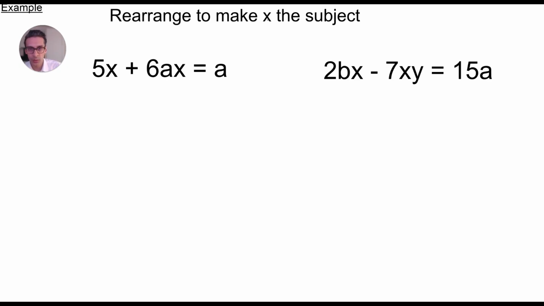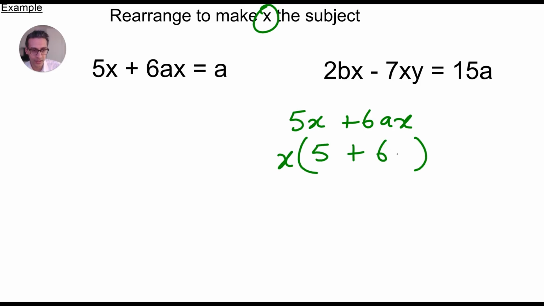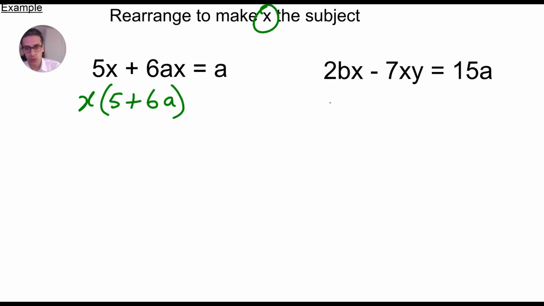So first of all, we can see we want to make x the subject. The problem is we can't add these two things together, so we're going to have to factorize. So factorizing this on the side, and I'm going to rub this out once I've done it, 5x plus 6ax. So I can take x out, and then the bracket's going to be 5 plus 6a. So let's write that here, x brackets 5 plus 6a. Now, upside down bus stop is really useful, but if you are very, very confident with it, you can just factorize it straight away. This is equal to a.